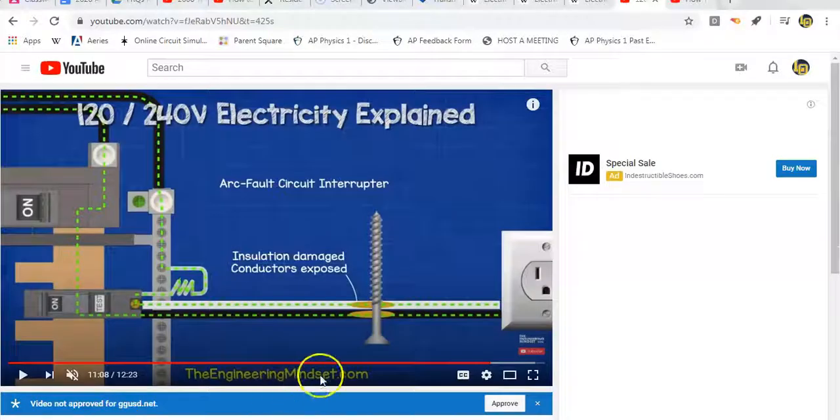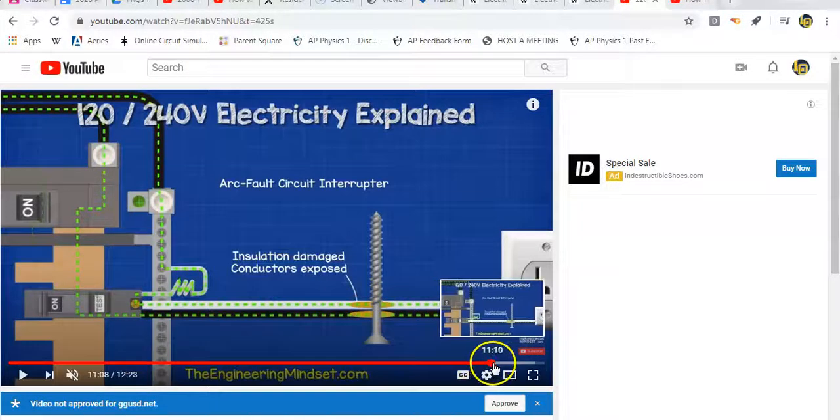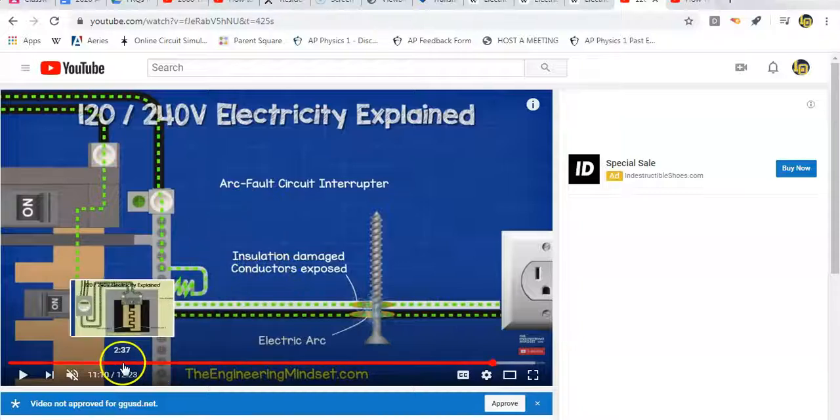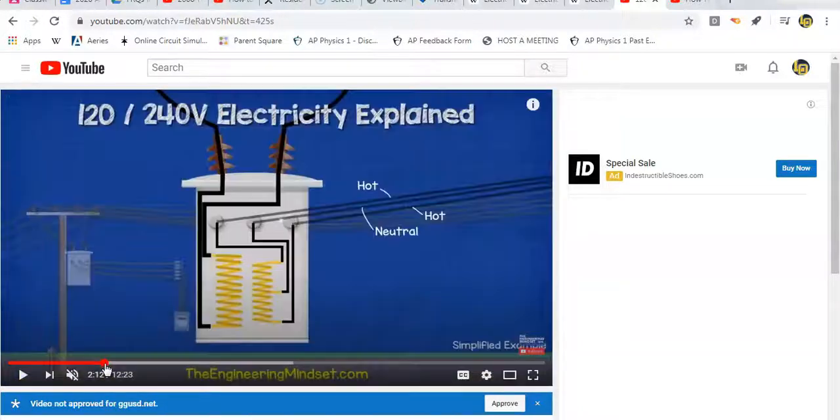So here's their little video of somebody putting a nail and scraping off the insulation between the two wires so that it can make an arc across these two wires and burn down your house. And I'll put a link to this video. You don't have to watch it, but I found it really interesting, and it's the Engineering Mindset, and they've got a whole bunch of videos about electricity and stuff. But I did not understand.